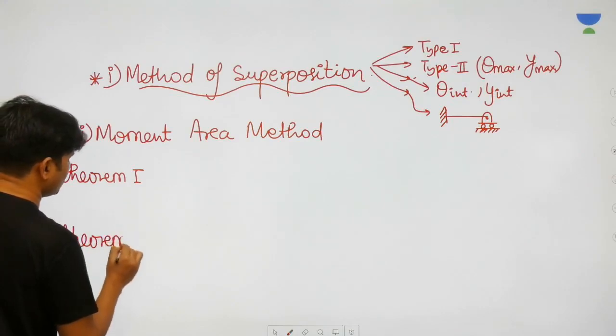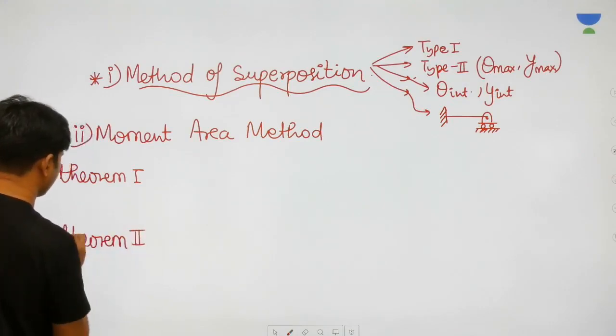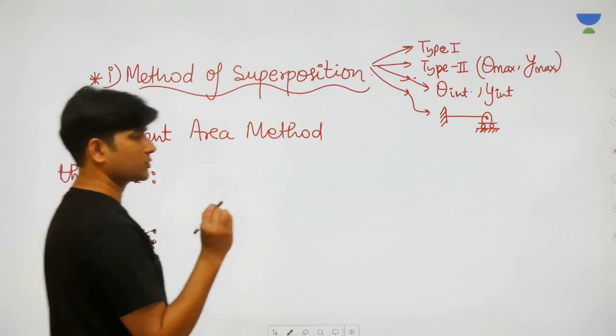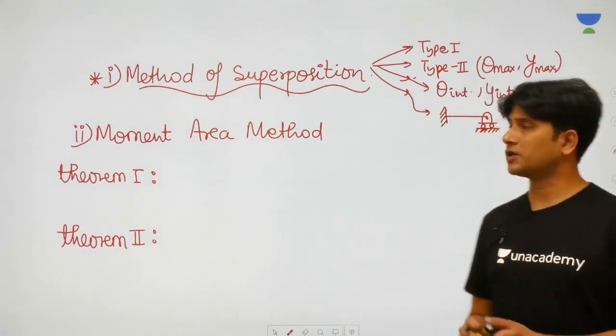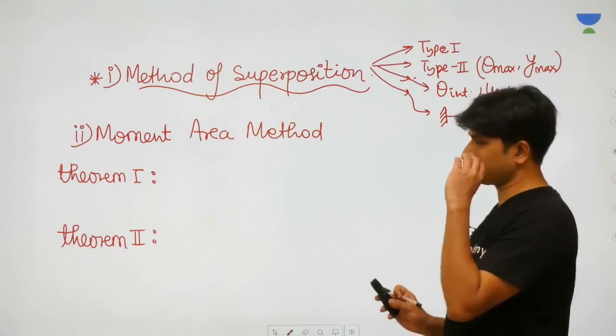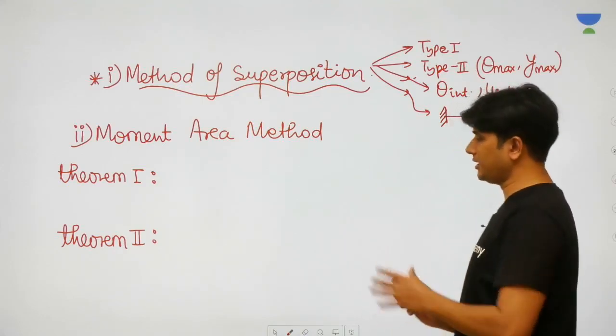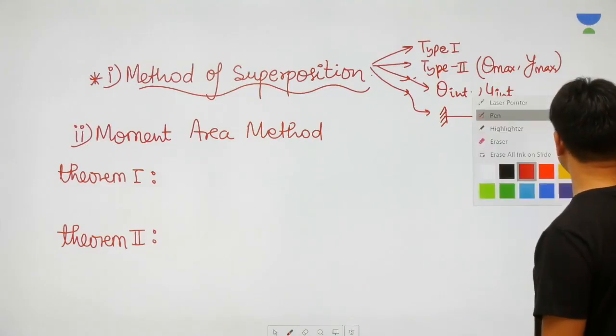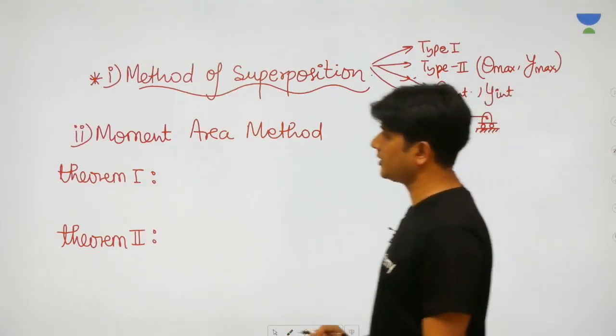I'm not going to derive these 2 theorems because only roughly 60 days are left as far as GATE is concerned. So let's be straightforward. Let's go ahead directly and attack the problems. Let's try understanding how problems are attacked, how problems are solved.